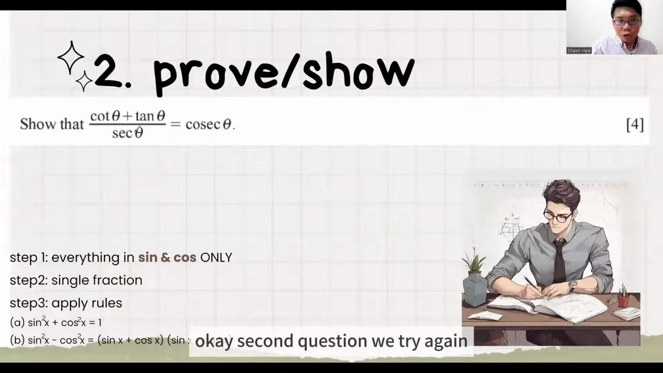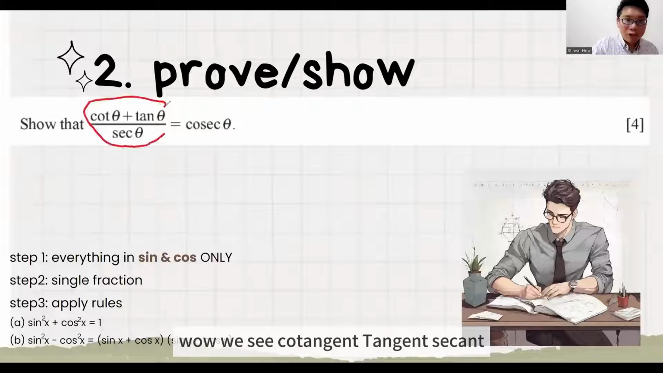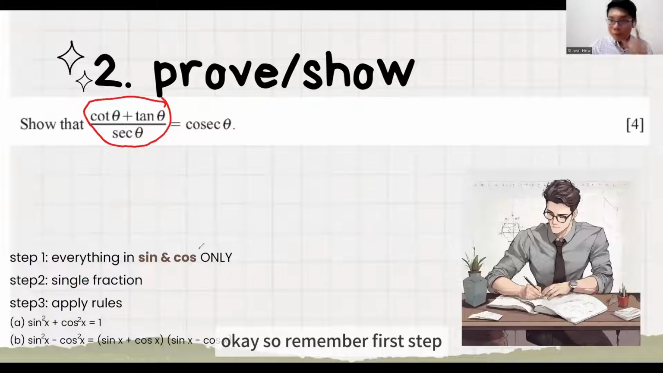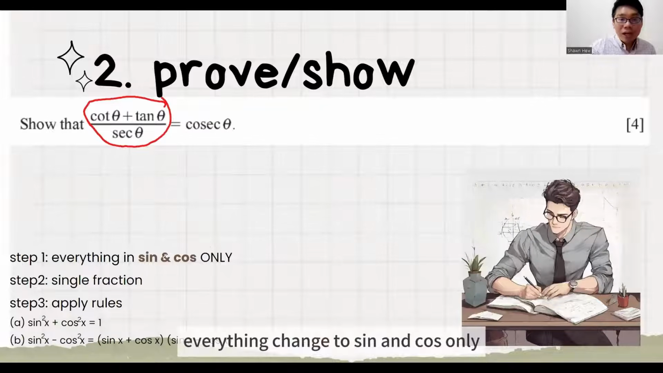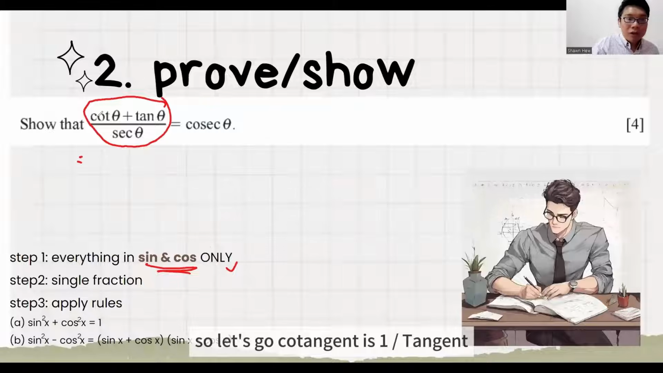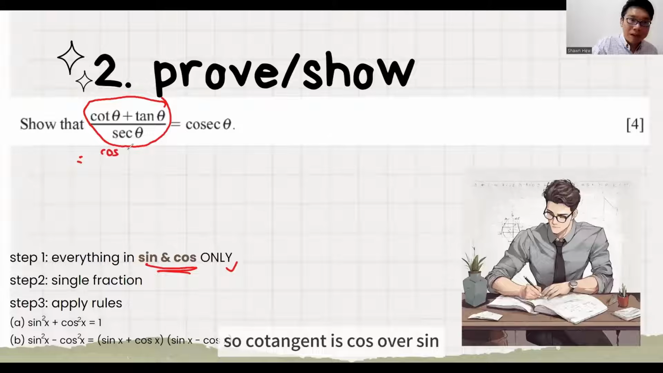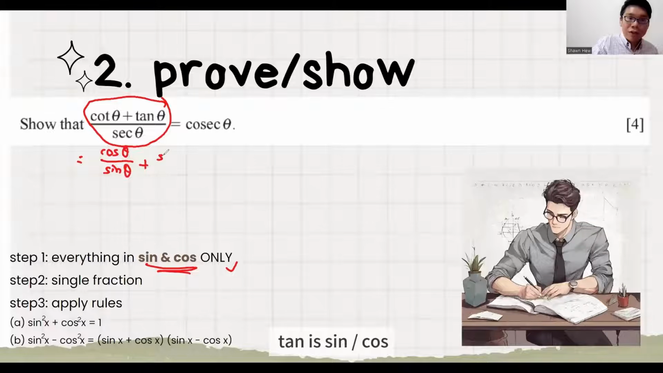Okay, second question, we try again. Wow, we see cotangent, tangent, secant. Okay, so remember, first step, everything change to sine and cos only. So let's go. Cotangent is 1 over tangent, so cotangent is cos over sine. Tangent is sine over cos. Secant is 1 over cos.